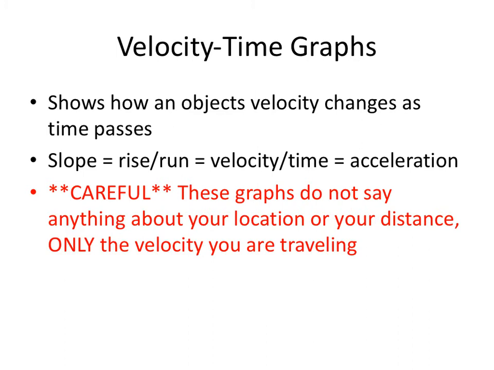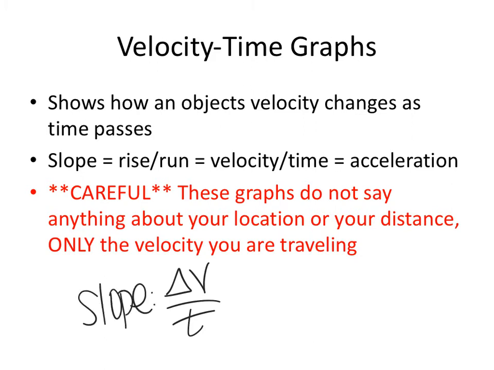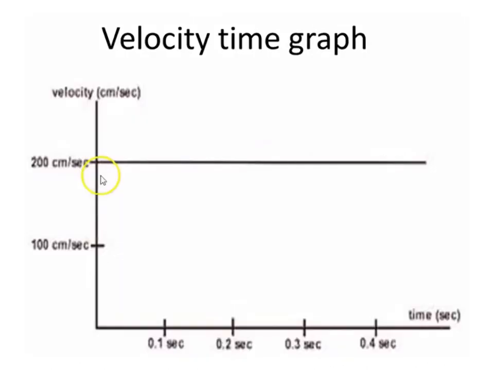You guys practiced then going from position time to a velocity time on your gizmo, okay? Velocity time is going to be set up a little bit different. On this one, we are going to have our velocity on our y and our time on our x. So what is a change in my velocity over time? I'm looking at slope now. It's a change in velocity over time. Yeah, this now is going to represent my acceleration, okay? Please be careful. These don't say anything about your location or your distance, only the velocity at which you are traveling, okay?